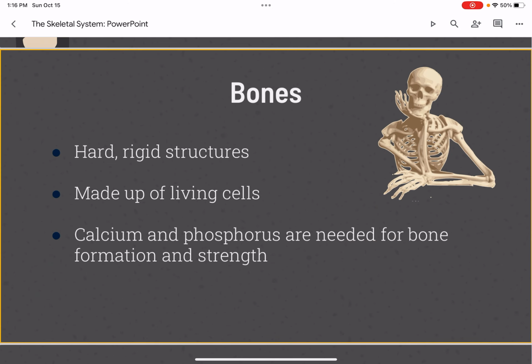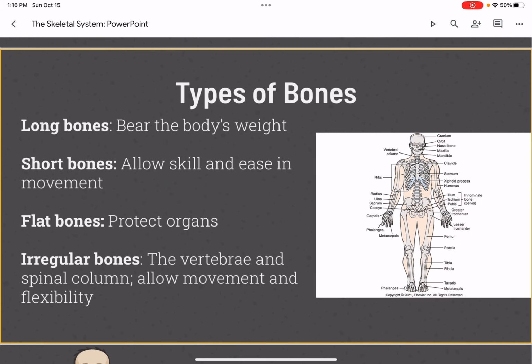Bones are hard, rigid structures that are made up of living cells. Calcium and phosphorus are needed for bone formation and strength. The human body has 206 bones. There are several types of bones. Long bones bear the body's weight, for instance, the femur.